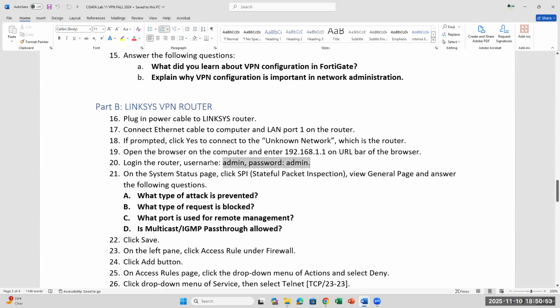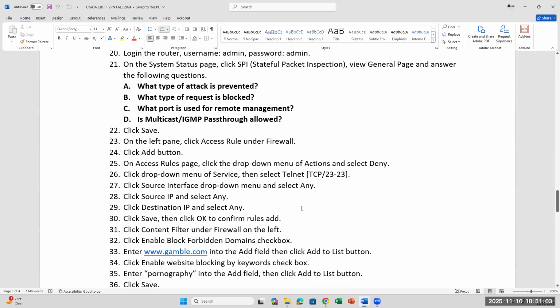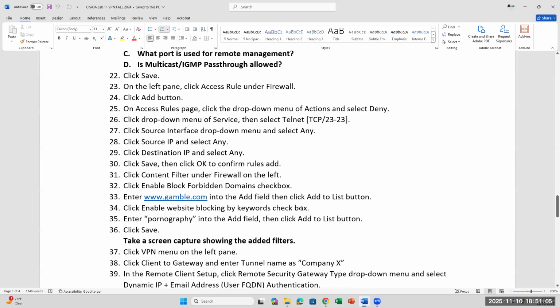If your password and username don't work, likely the person didn't reset it. So press the reset when you start and then go through the process. Okay. Go through and you're going to set up some content filtering. Like, I want to filter out pornography. I want to block a certain website. So we want to do a little bit of content filtering.